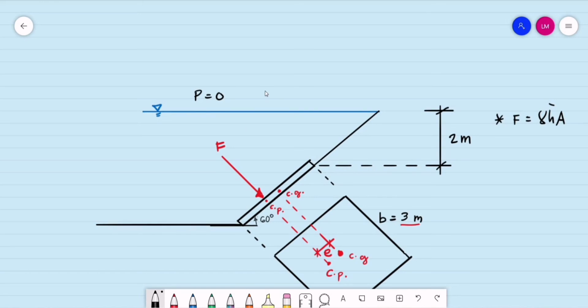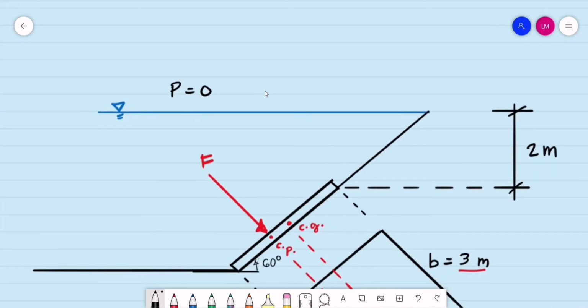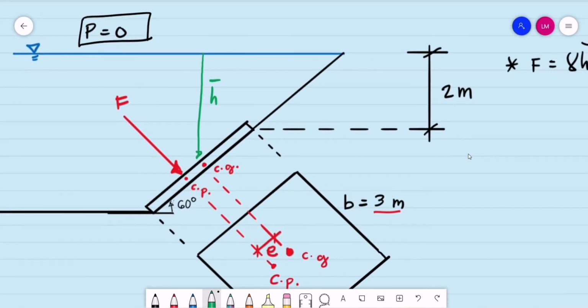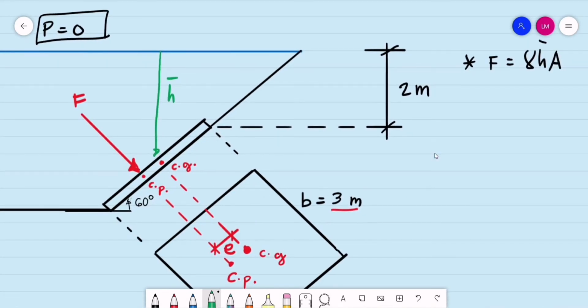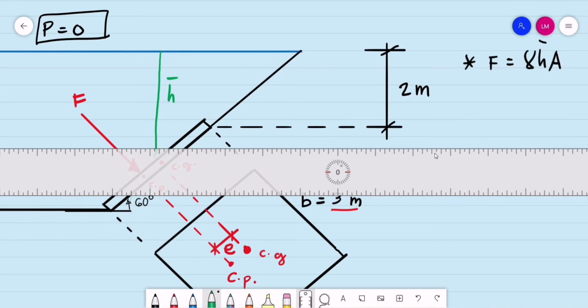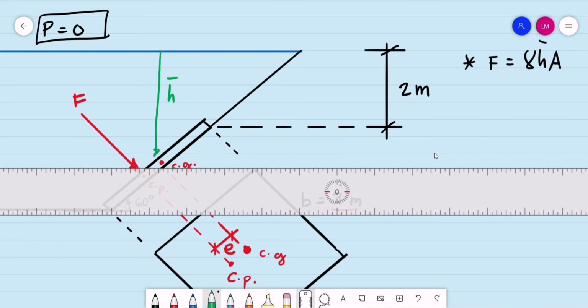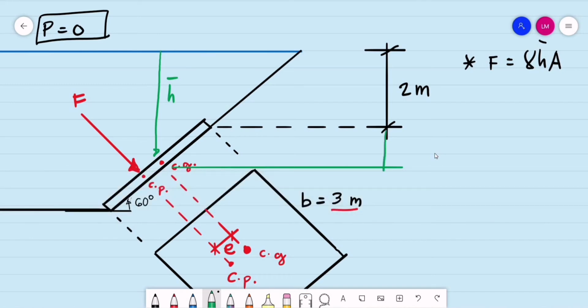Since wala naman siyang binanggit kung may pressure sa surface, pwede nating i-assume that basically, the pressure at the surface is equal to 0. So all we need is, kailangan lang natin ito, yung vertical distance from the liquid surface directly to the center of gravity. So ito yung the bar h. So meron na tayong initial depth na 2 meters. Okay, kunin lang natin yung distance na to, vertical distance from the center of gravity to the top of yung upper edge ng gate.